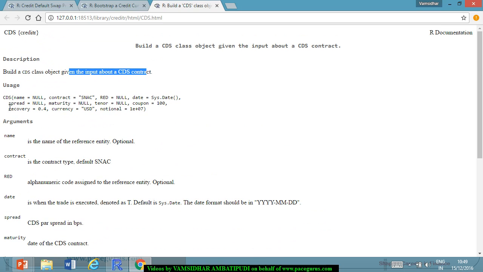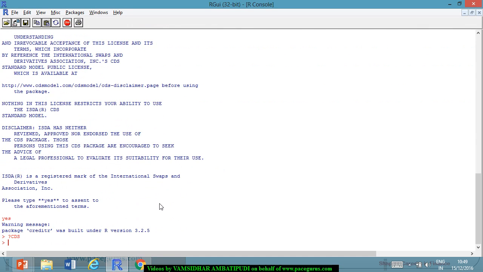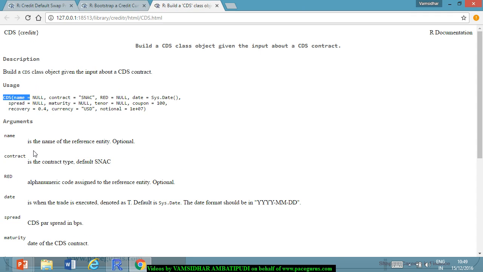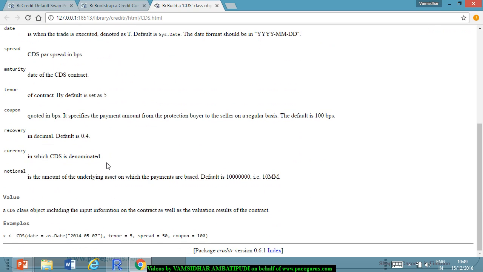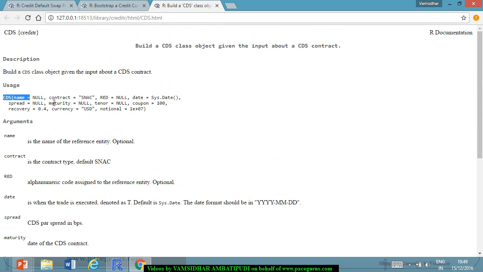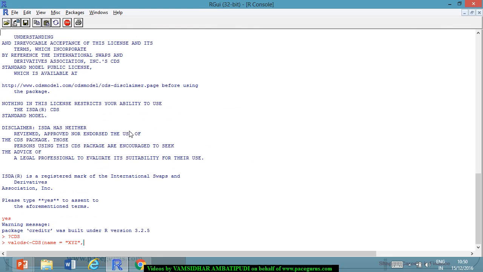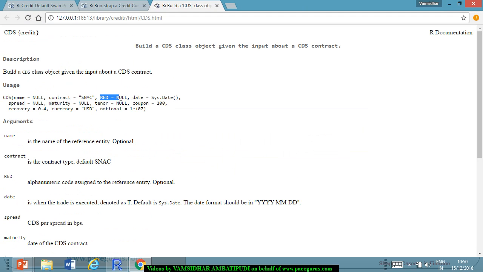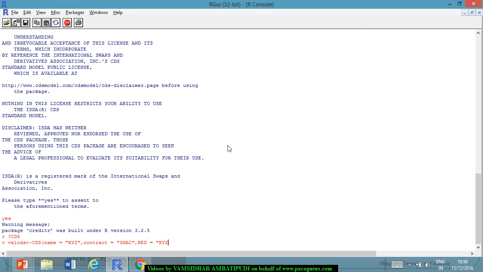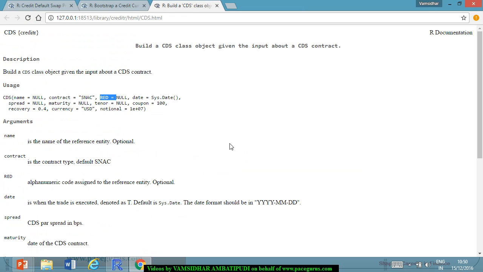So let me go with the usage. Let me start using this. Val CDS is what I'm calling it, wherein I'm taking CDS name equal to XYZ, the name of the reference entity. Then I have the contract type; the default is SNAC itself. So right now I don't have too many options to change in the type of the contract. Then RED, as we have already specified, is again a kind of coding for the entity, so I can still give this as XYZ itself. These are some of the things.